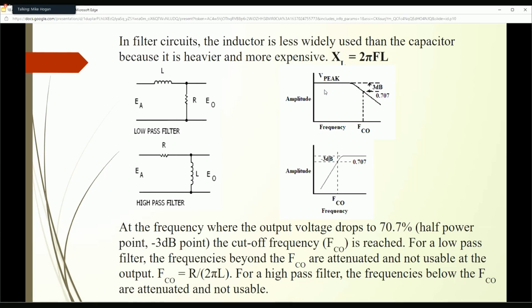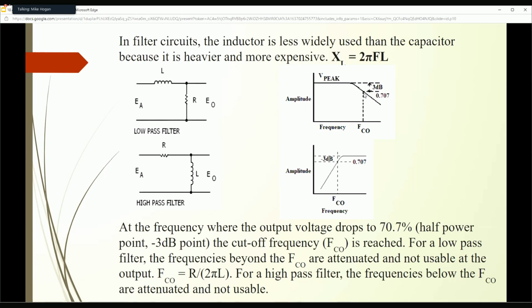This is looking at the peak output, or the output across the resistance here. I think that's what we're looking at. Yeah, and so what it's showing you here is the frequency where the output voltage is 70.7%. This is what they're going to call the half power point. We'll take a look at decibels later, but they also call this half power point, this 0.707 or 3 dB.